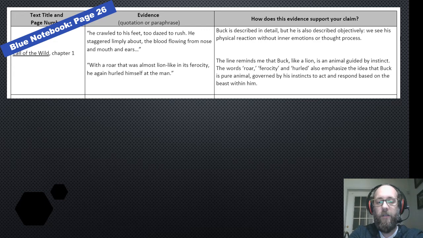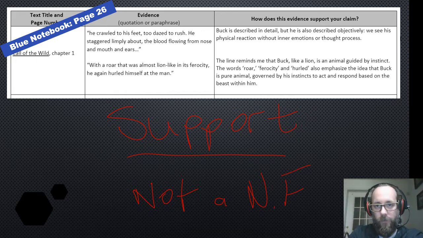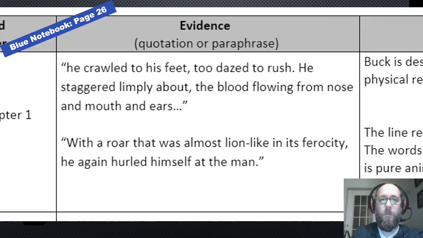So the very first thing is that this page, what we're going to do is try to support Jack London's claim. Okay, we're going to support his claim that he is not a nature faker. We support the claim that he is not a nature faker. Okay. Go ahead and move on to the next slide and we'll get some more details.